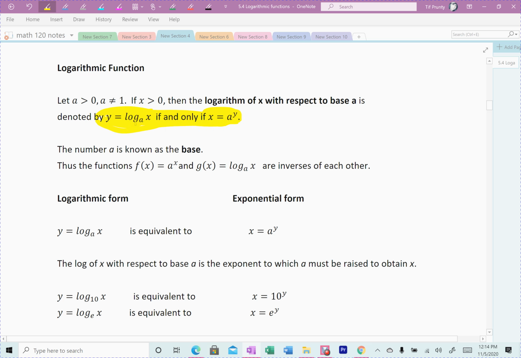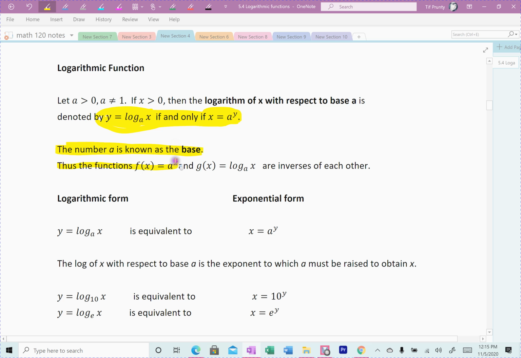And again, don't get bogged down on the log part. The log part is just solving for the exponent. That's what the log is. The a in the logarithmic function, just like the a in the exponential function, is the base of the log. Log base a, exponential function base a.